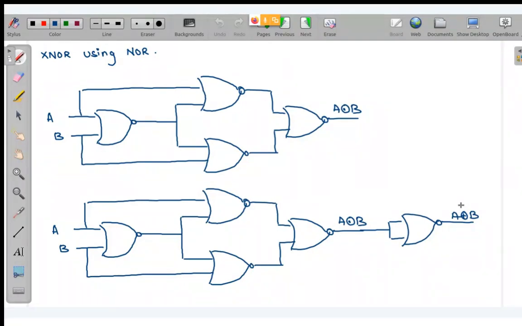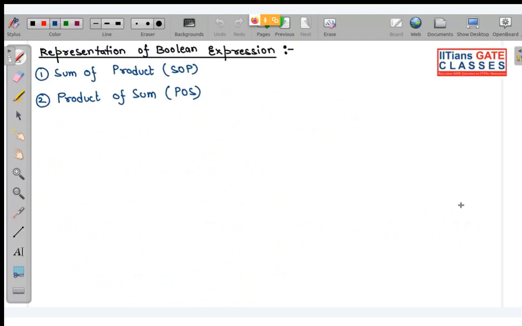Okay. Copied. So now the last is representation of Boolean expression. I can represent a Boolean expression in two ways. Those two ways are sum of product, in short form written as SOP, or product of sum, or POS. So one by one, let us see what is this SOP and what is this POS.